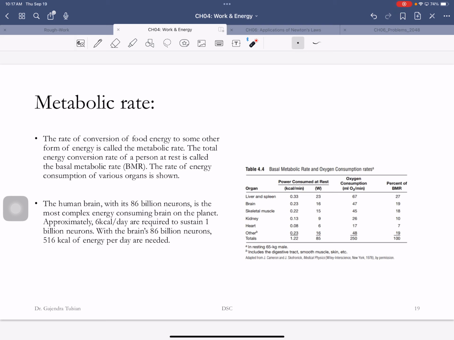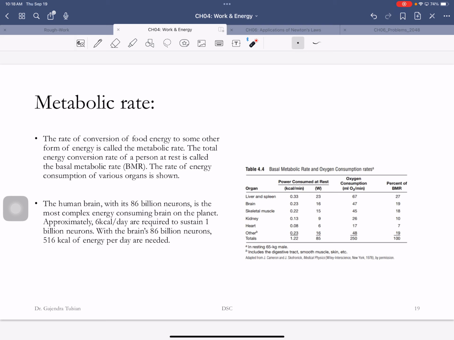So here is the rate of energy consumption of various parts. This is a resting 65 kg male. 1 kg is about 2.2 pounds, so 65 times 2 is 130 plus 13. This is a 145-pound person. Their basal metabolic rate is about 85 watts. Like I said, about 100 watts.